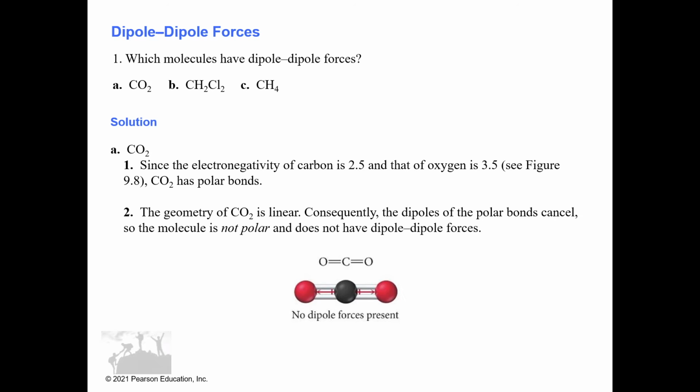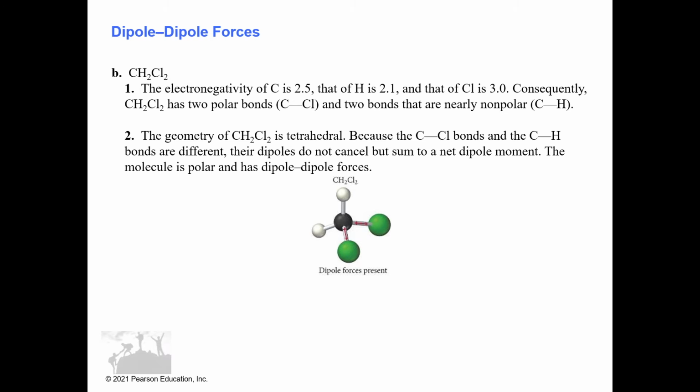Okay, so for carbon dioxide, you need to draw out the Lewis structure, first of all. Then take a look to see if what we have is a polar molecule. So just by looking at the bonds, we know that the bonds are polar, but because we have a linear molecule, this molecule is non-polar. So there would be no dipole-dipole forces here. Okay, we would only have London dispersion forces. In drawing out CH2Cl2, we have a tetrahedral.